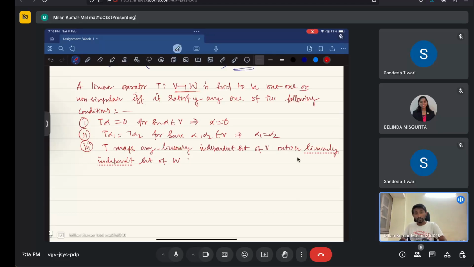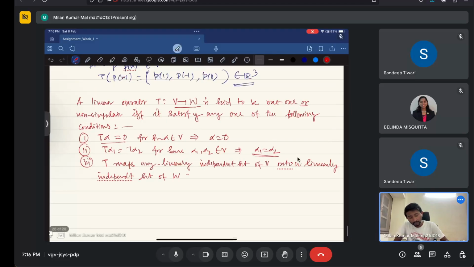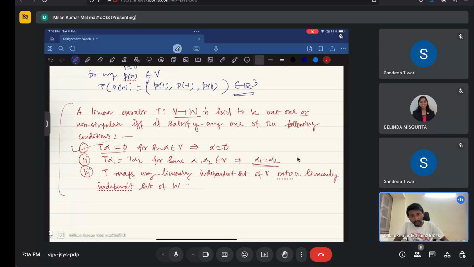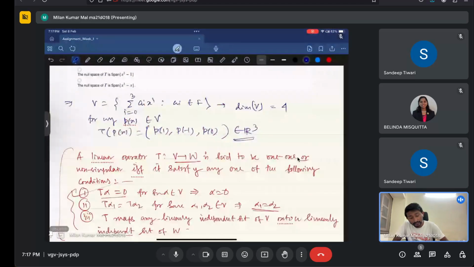So, three conditions I'm saying: T is non-singular or injective if and only if T of alpha equals 0 implies that alpha equals 0. That is directly similar to the fact that T alpha 1 equals T alpha 2 implies that alpha 1 equals alpha 2. The third says that T should map every linearly independent set on the left-hand side V to a linearly independent set on the right-hand side. That is equivalent to T being injective. We will only consider the first condition. These conditions are all equivalent to each other; I will not discuss how they are equivalent. So let's check whether T is injective or not.